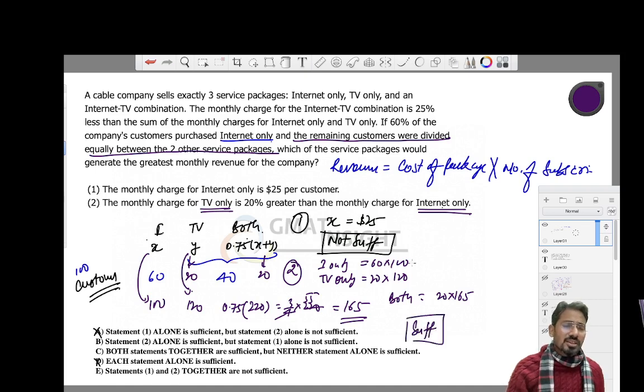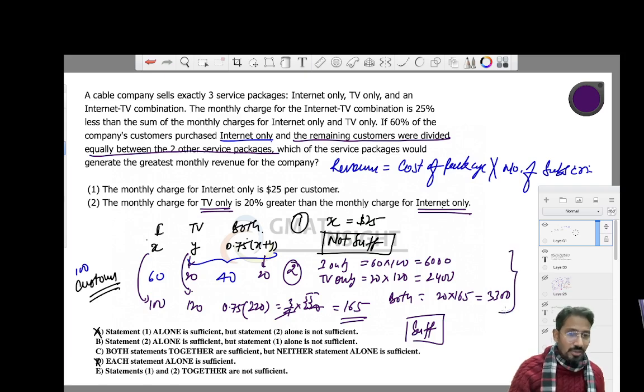You should not need to do the calculation again. Don't calculate that this is going to be 6,000, this is going to be 2,400, and this is going to be 3,300. The reason is, if you start doing all these things, wondering whether you have done this correctly, then you just spend time unnecessarily on these calculations, whereas it's not required. We already know that the answer at this stage is the second statement alone is sufficient, so option B.